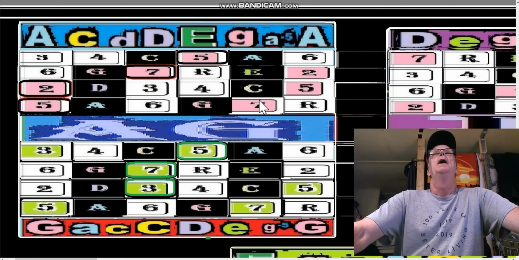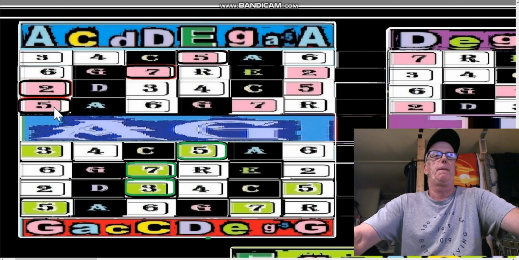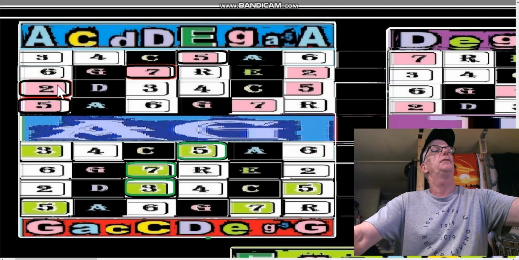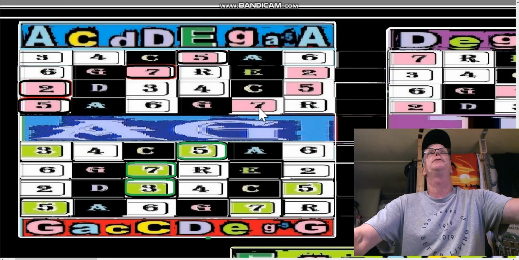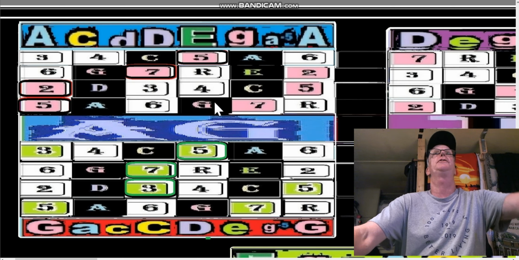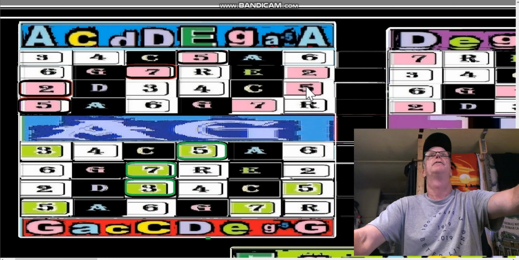So here we have the root, the open Mixolydian 5th. Okay, it's 5 7 2. It's a root position arpeggio in the AG box right there. So that's important. 5 7 2 5.